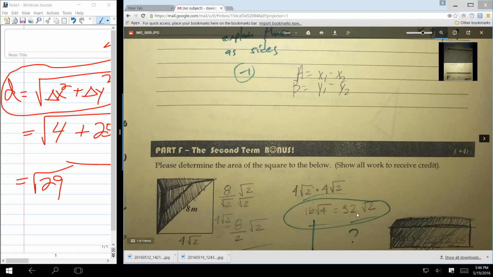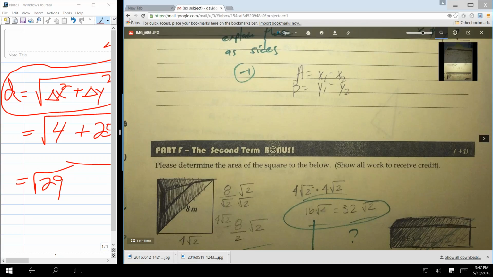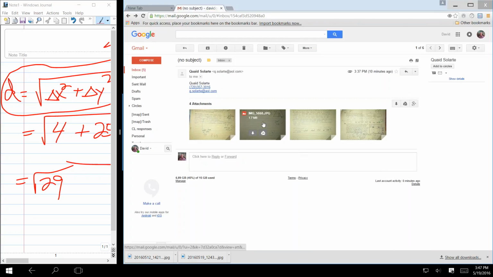And it looks like maybe you multiplied. Oh, I don't like that equation right there. You got 16 root 4 equals 32, which is a correct statement, but it's not equal to 32 root 2. In other words, if you're going to pull that 2 out of there, then it's 2 times 16. So 16 root 4 would equal 32. But it's not equal to 32 times root 2. Alright, let me look at the next page.